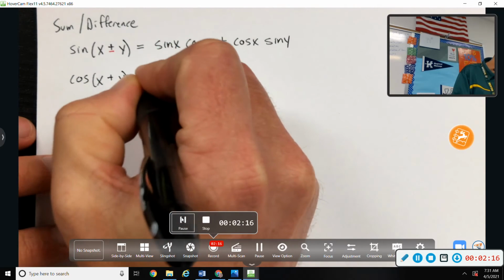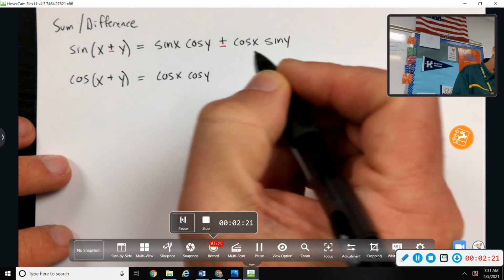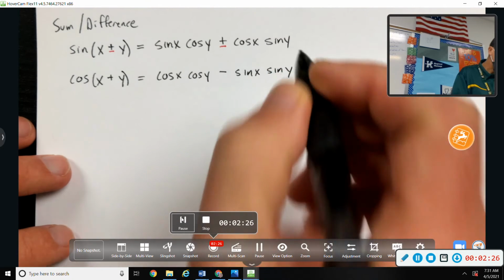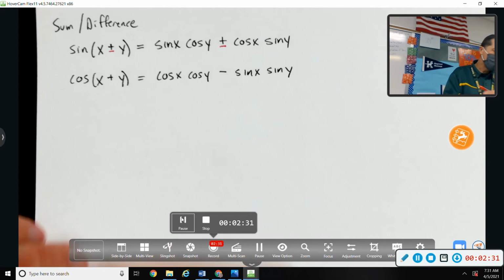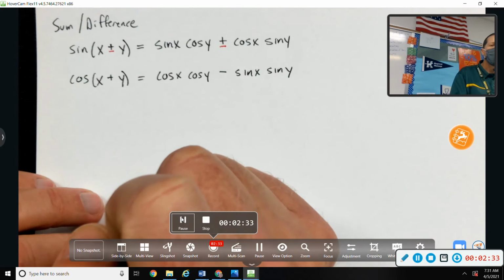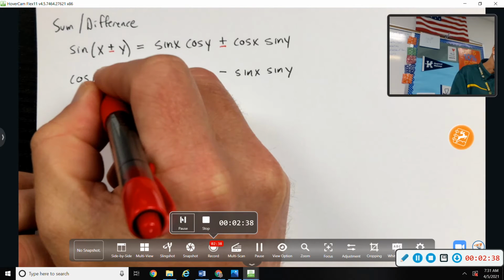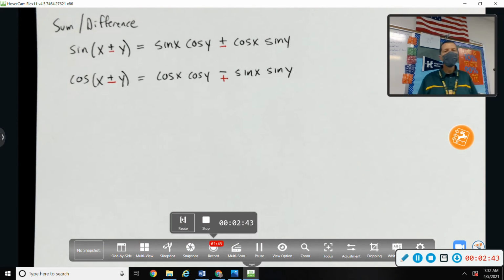Cosine of x plus y is cosine x cosine y minus sine x sine y. And if we change it to cosine of x minus y, the other sign becomes plus. So again, we can accomplish 2 formulas in one statement as long as we're real careful with the plus and the minus.